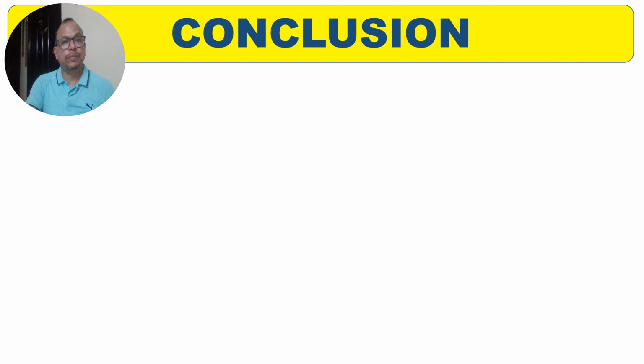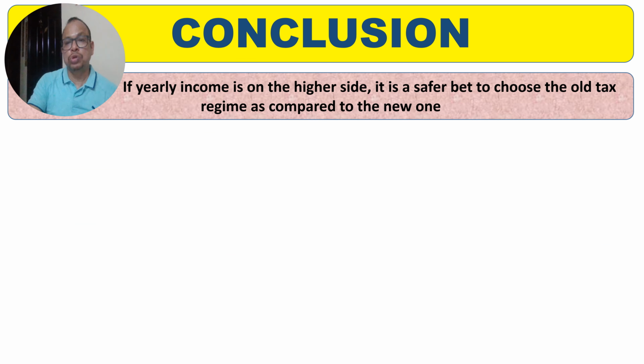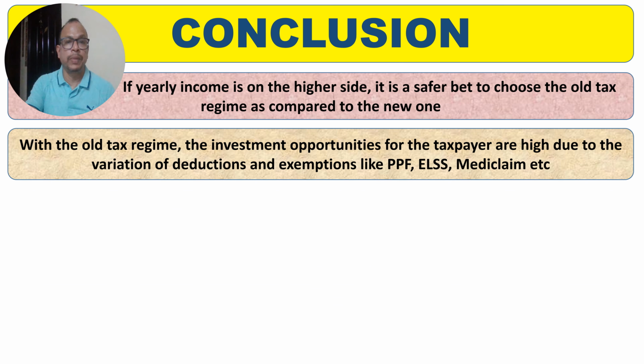So the takeaway is, if the yearly income is on the higher side, it is always a safer bet to choose the old tax regime as compared to the new one, because we have seen the calculation and the comparison sheet. Under the old tax regime the investment opportunities for the taxpayer are high due to the variety of deductions and exemptions like PPF, ELSS and mediclaims. The taxpayer is under compulsion and invests in different tax saving instruments.